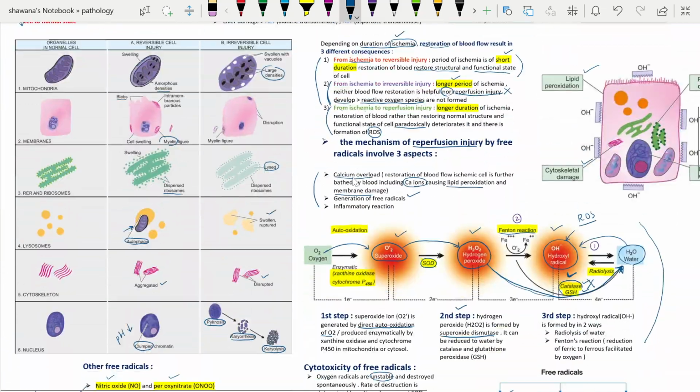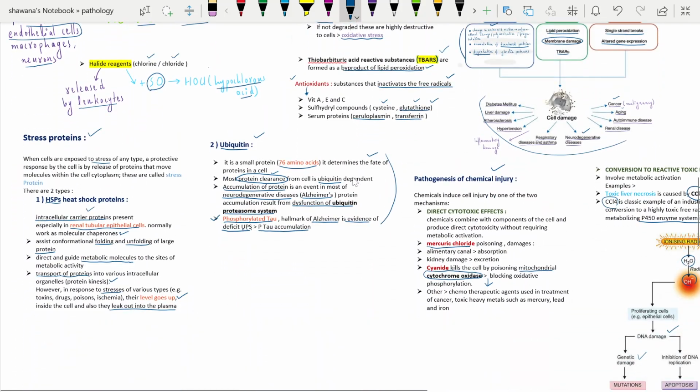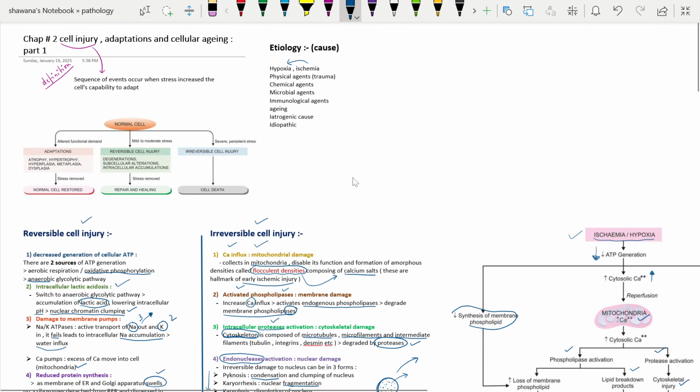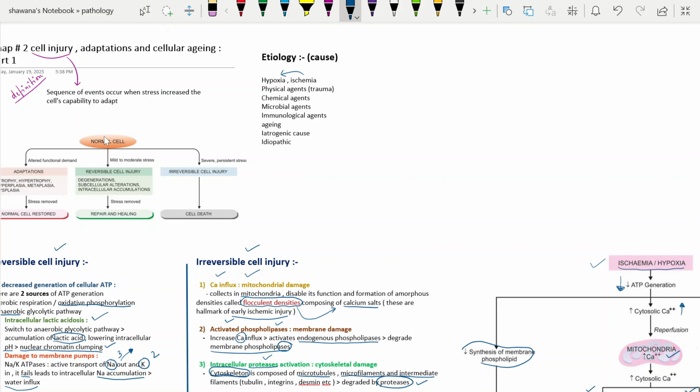I hope you understand this topic, and this was very hectic and very long, but the main aim is to understand this. Just remember some hallmarks for the reversible and irreversible injury, and the difference between them, the cytotoxic damage in case of ROS, and the heat shock proteins and ubiquitin.